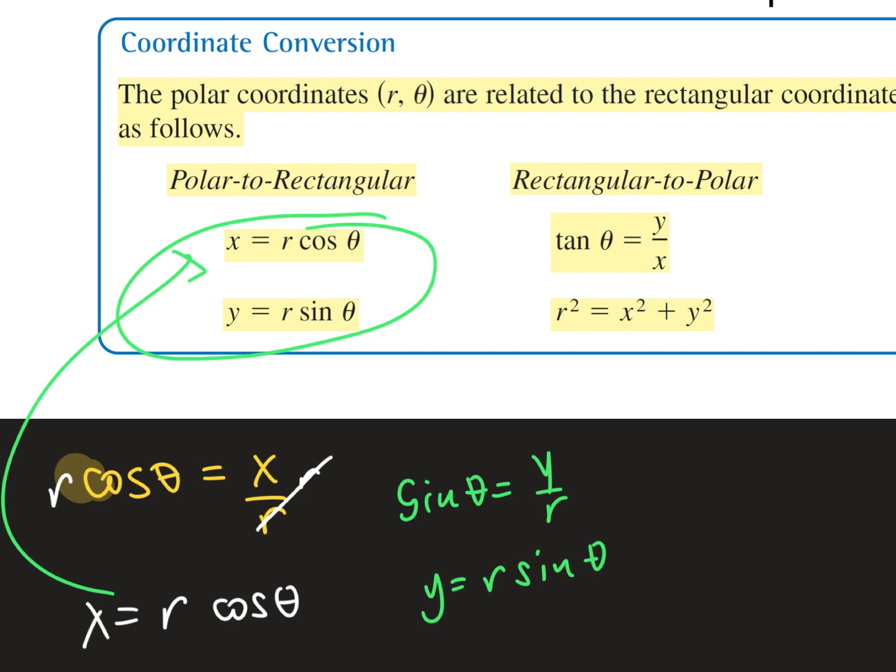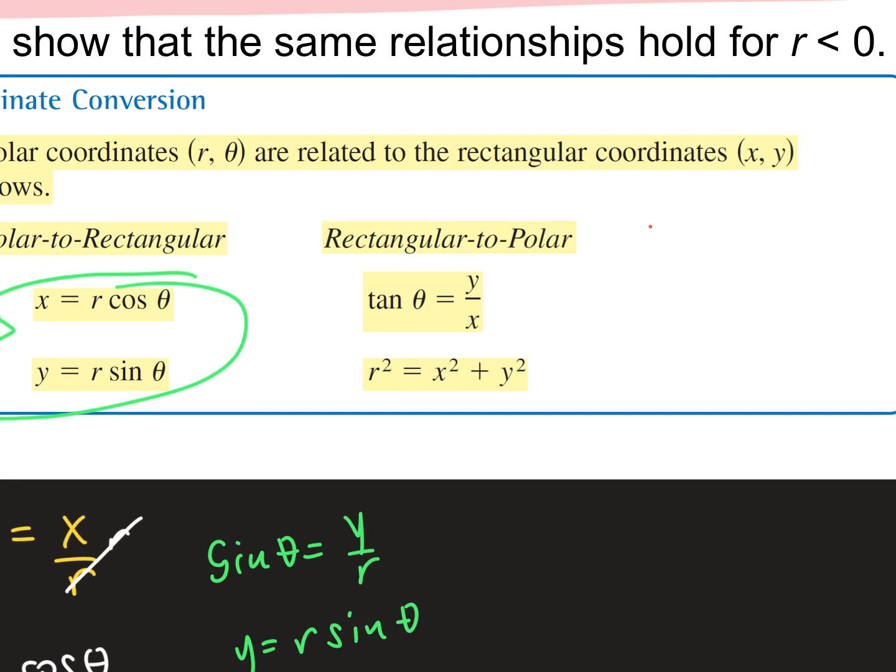When you're given a rectangular, you're given an X and a Y, you have to find your R value first. Well, how would you do that? If you're given an X and a Y, how would you find the R value? What does it say? R squared equals what? X squared plus Y squared, all right? So you find that. And then how do you find the angle that you're talking about? Well, you have to find the tangent. You put the Y over the X. This is really, really, really simple, I promise.